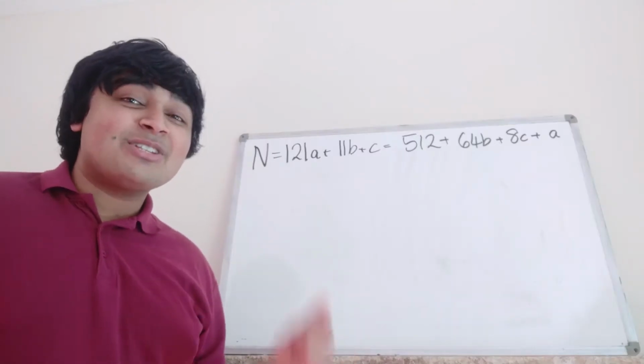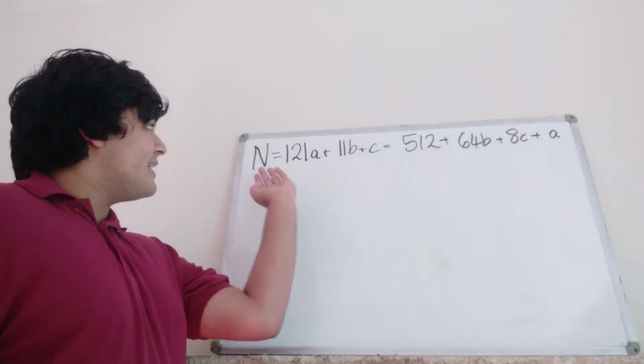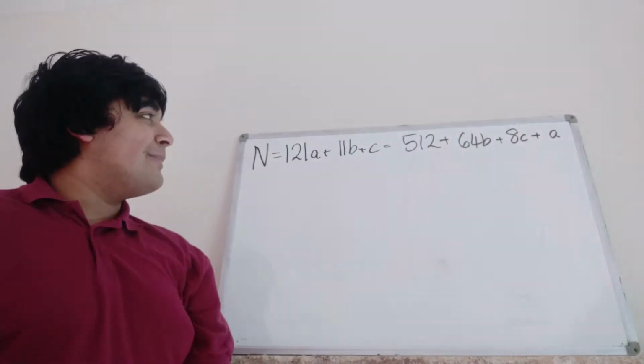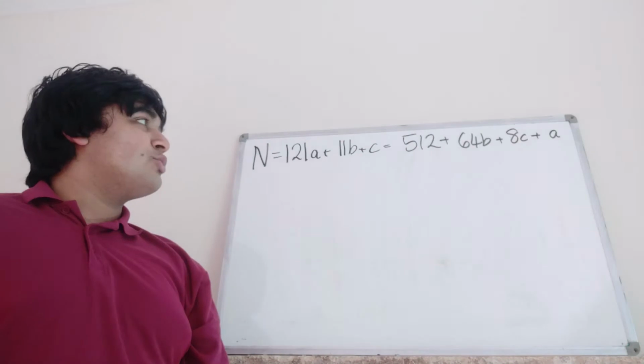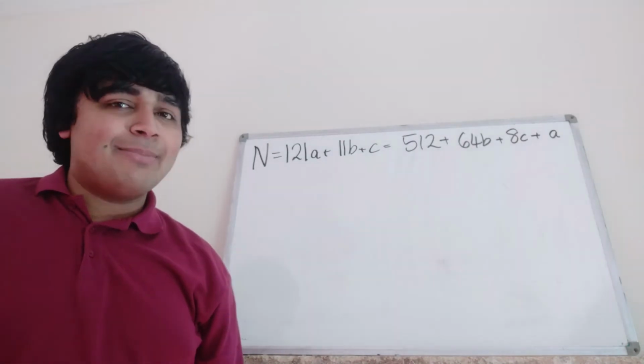Okay, so I've just written up the two expressions we have for n, which we just derived. n equals 121A plus 11B plus C, and that also equals 512 plus 64B plus 8C plus A.